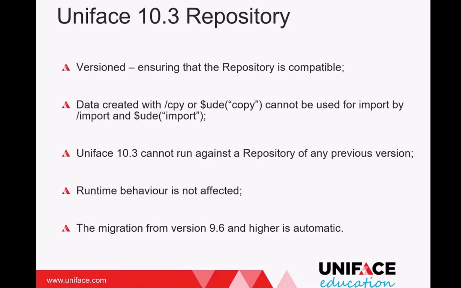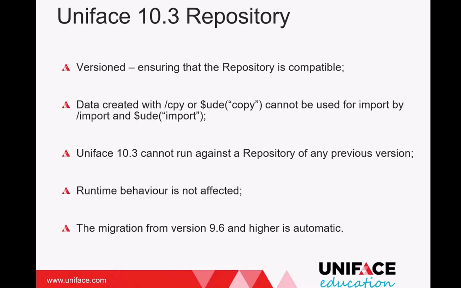Now, something we have done is version the repository, so every table now has a version identifier, and what this is basically to do is to ensure that repositories remain compatible. So if I'm importing something, I know I'm importing it into the correct version of the repository and won't get corruption or odd behavior. If a repository is incompatible and Uniface is able to upgrade it automatically, then it will do so.